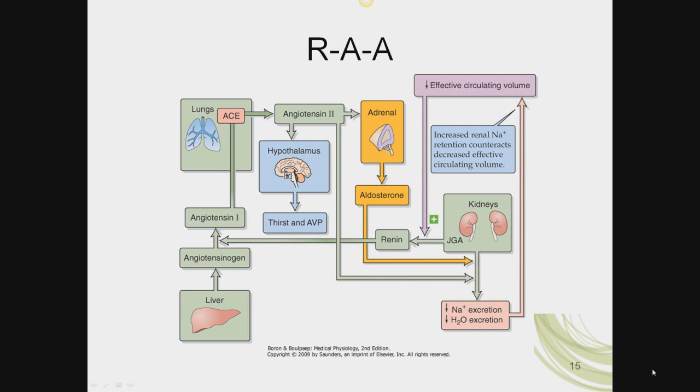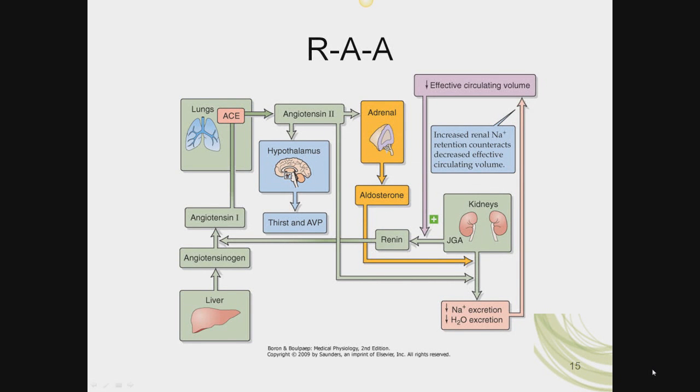ADH causes the nephron to reabsorb more water. But at the same time that ADH is released, the neurons are also stimulated for thirst response. So the person starts to drink more. That's called polydipsia.